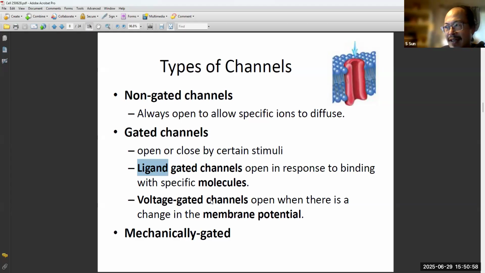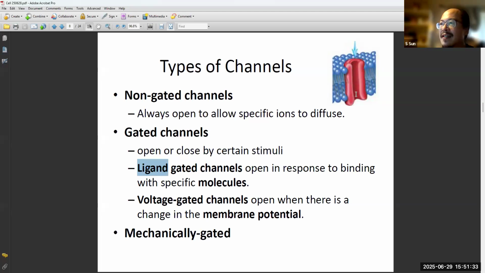Another type of gated channel is voltage gated. So voltage gated is that if the membrane potential, or the charge on the membrane, changes, then it opens. Membrane potential, we will talk about in more detail later. As for now, you just consider it like the charge on the membrane.